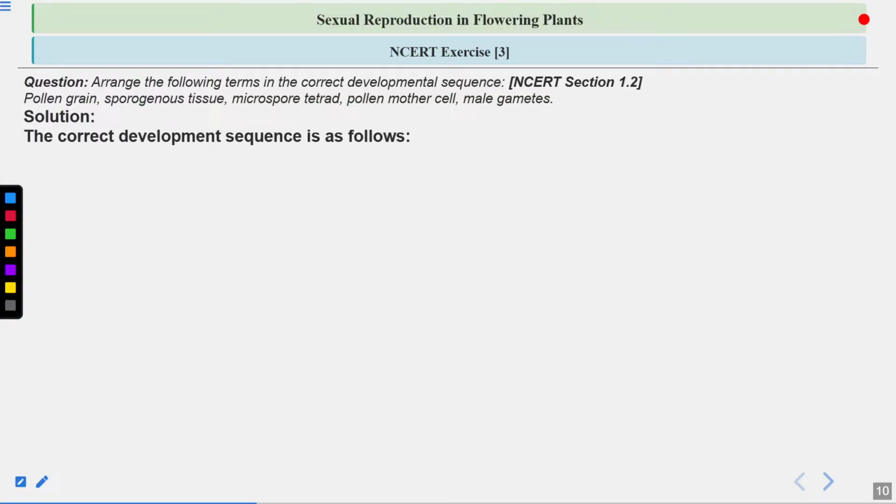The correct developmental sequence is as follows. Sporogenous tissue, and one of the cells of the sporogenous tissue gets transformed into the pollen mother cell, that is PMC. Then this pollen mother cell undergoes reduction division or meiosis. And what is formed? The microspore tetrad structure is formed.